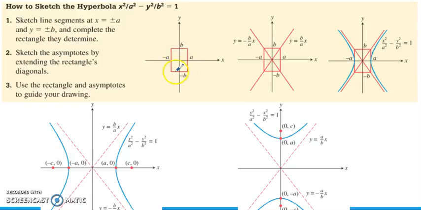Now, once you have the rectangle drawn, you're going to put diagonal lines going through the corners of that rectangle. So you should end up with a shape that looks like this. The equation of the asymptote ends up being b over a and negative b over a.